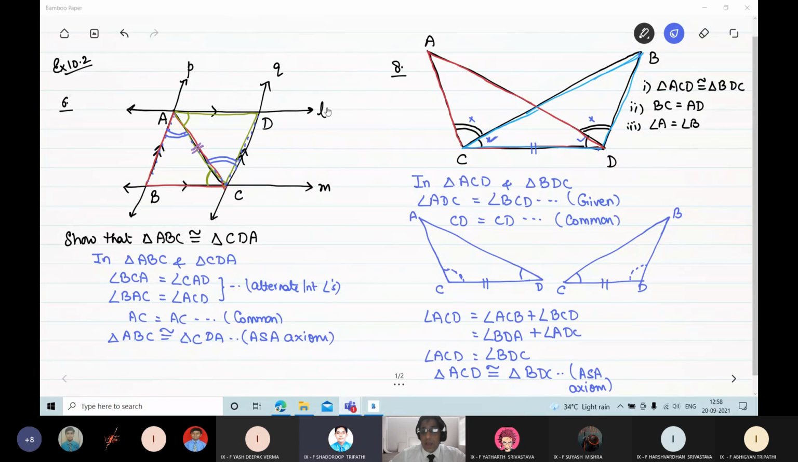Yes, sir. Now when this first part is done, I can say the second part, that AD will be equal to BC by CPCT, corresponding parts of congruent triangles. These two will also be equal. And I can also say the third part, which is angle A will be equal to angle B, again by CPCT. Because when two triangles are congruent, all their corresponding parts are equal. So angle A will be equal to angle B and AD will be equal to side BC.